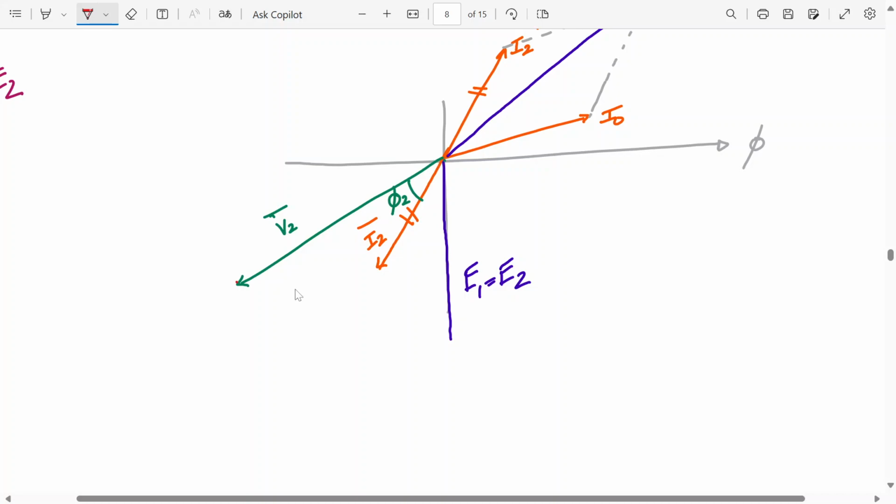Parallel to I2, there will be a line like this. So this will be I2 R2. And where will I draw I2 X2?